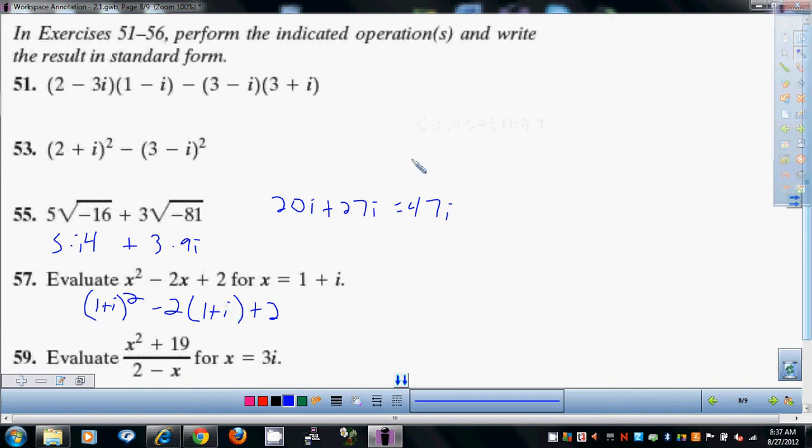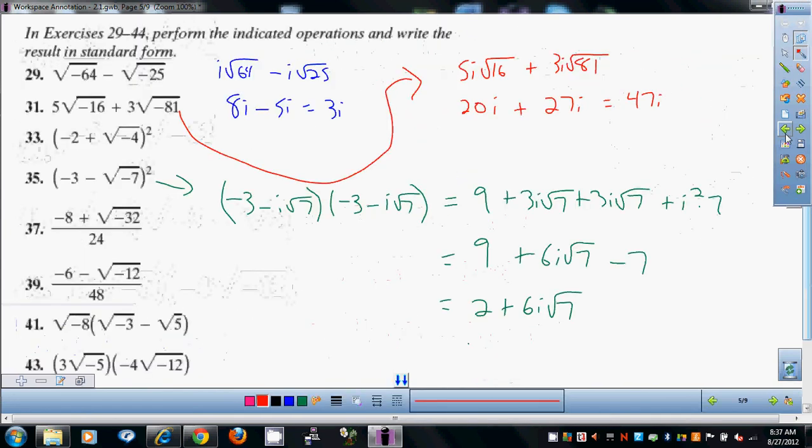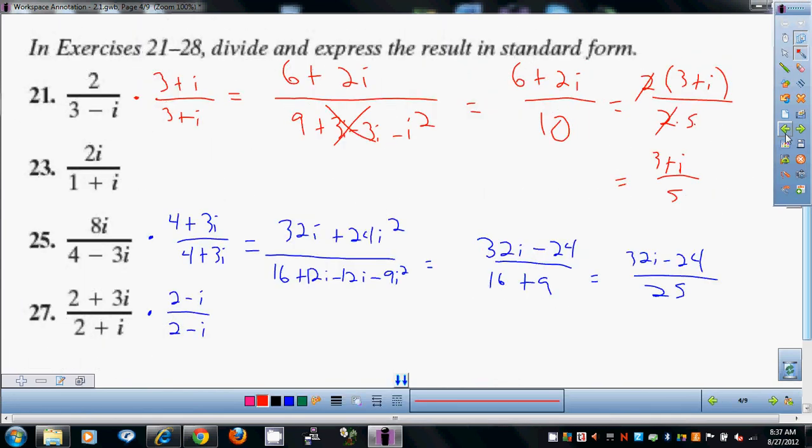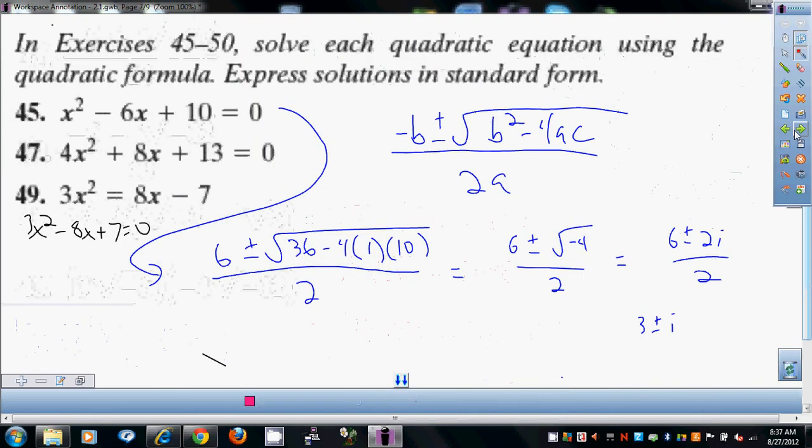59 is going to set up 3i squared plus 19 all over 2 minus 3i. What are we going to have to do to this one before we're done? The big R word. Yeah, we're going to have to rationalize it. You can't have that imaginary in the denominator, but I'll go back to that in a second. Going back to these slides, we've already done that too. You just got to rationalize it by multiplying the top and bottom by.